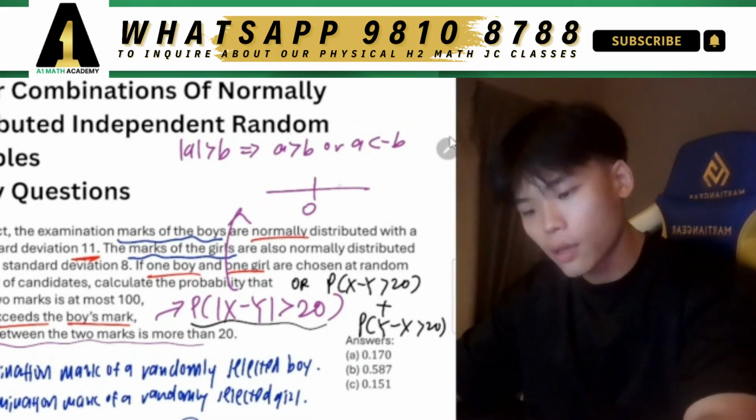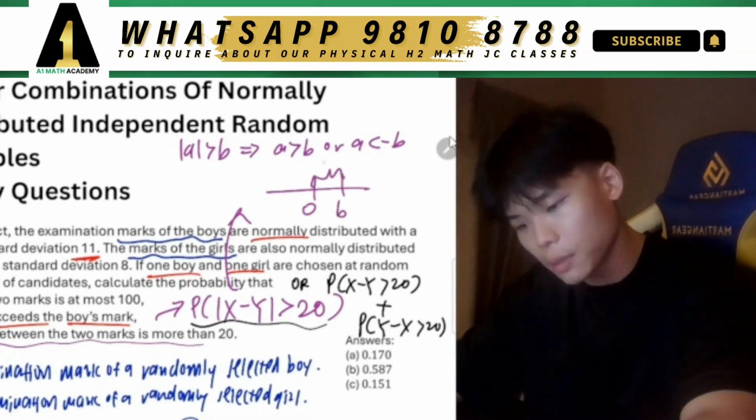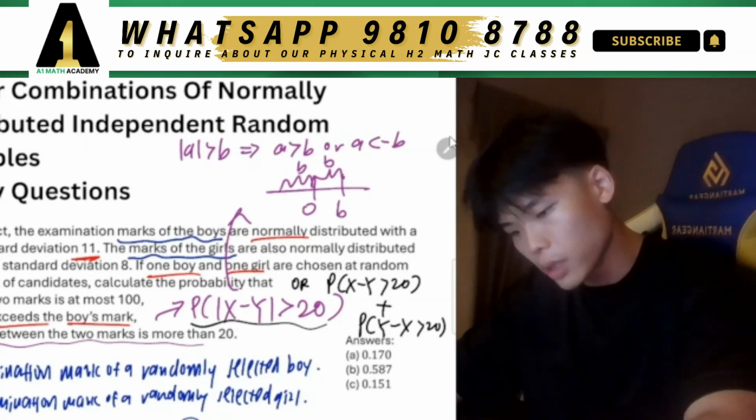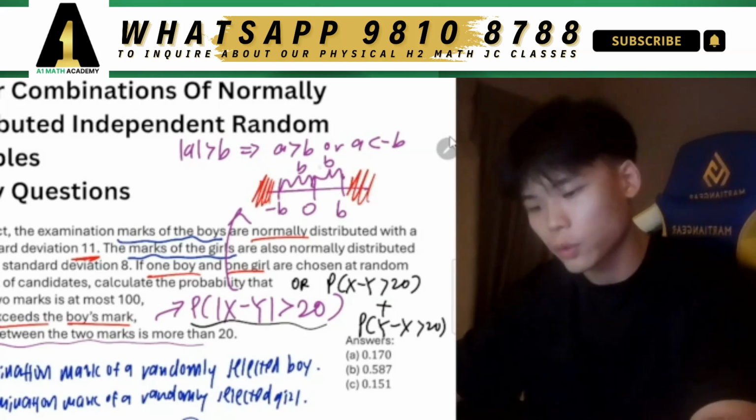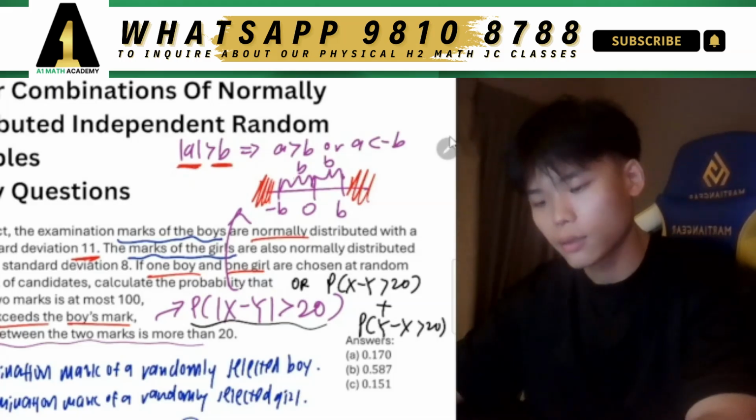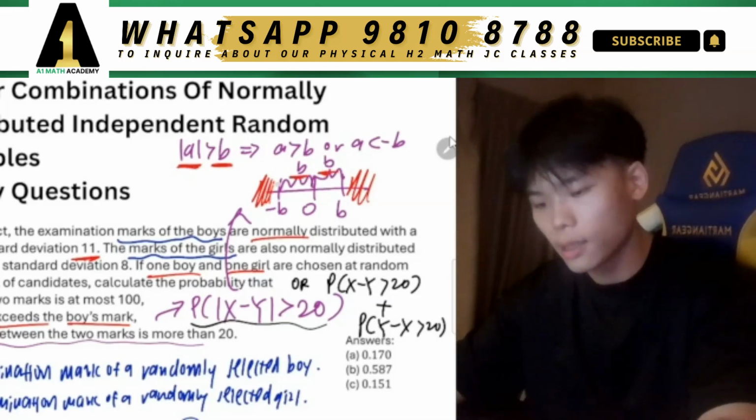Because let's say here is 0, and then here is b, and this distance here is b. This distance over here is also b as well. So we will want our value to fall either here or here, because we want the absolute distance to be bigger than b. So this is the absolute distance. That's the analogy behind it.